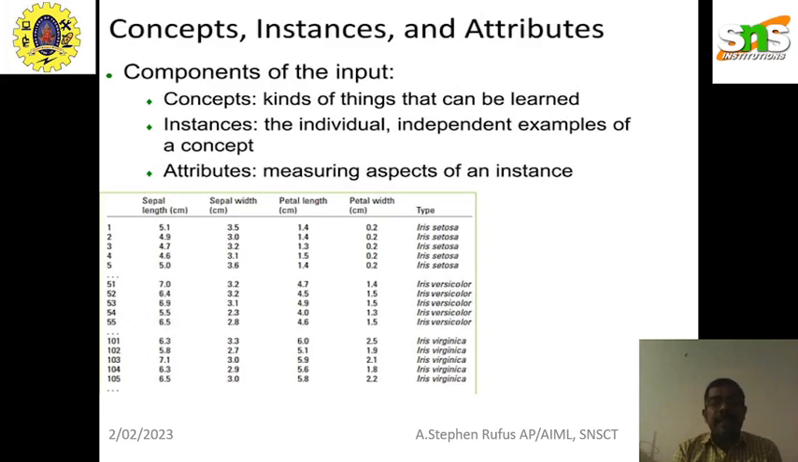So we have to clearly understand concepts, instances, and attributes. Concepts are the kind of things that can be learned. We can classify, understand, and define them. The next one is instances, the individual or independent examples of the concept. If you define a concept, from that concept you identify the appropriate instances. The instances may be the individuality of a particular person, or independent examples of that concept. The next one is attributes, which come under the category of measuring aspects of an instance.